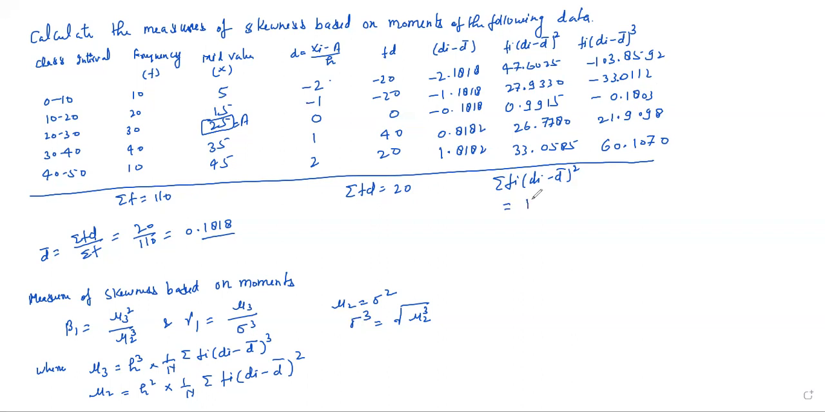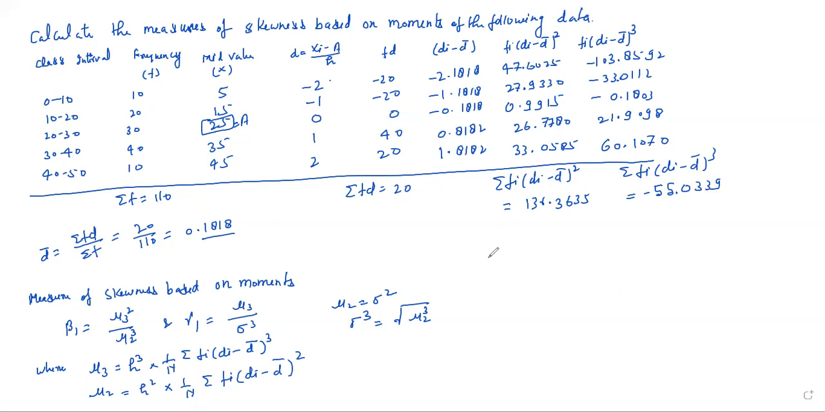Summation fi (di minus d bar) whole square is equal to 136.3635. And now the summation fi (di minus d bar) cube is equal to minus 55.0339.